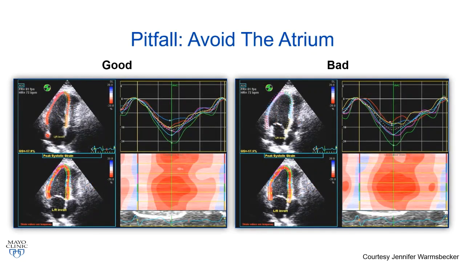In the apical views, we want to ensure that when we're tracing, we don't trace past the annulus a little bit into the left atrium. Because again, if we do this, you can see the values of longitudinal strain are much lower than if we track just to the annulus itself.